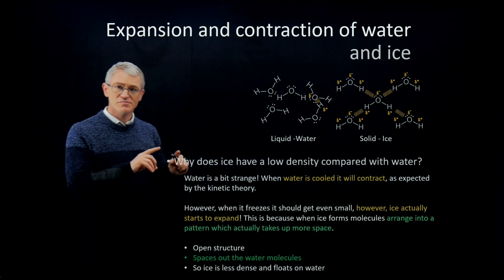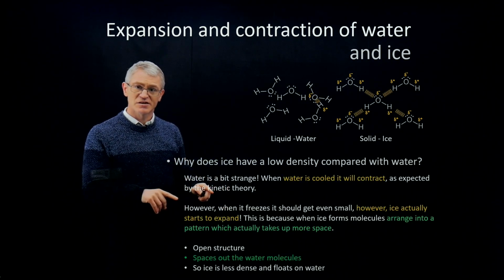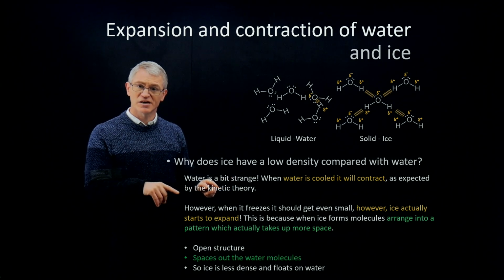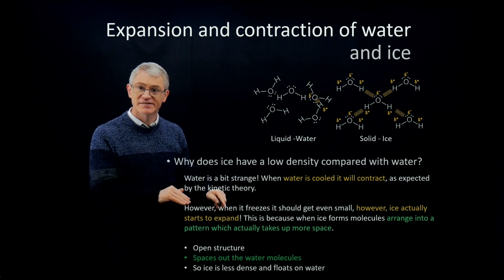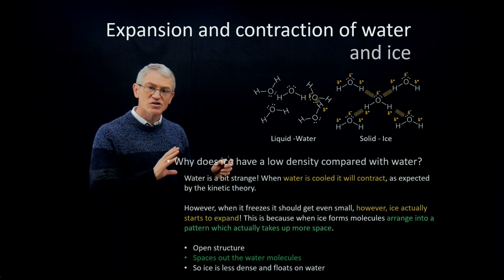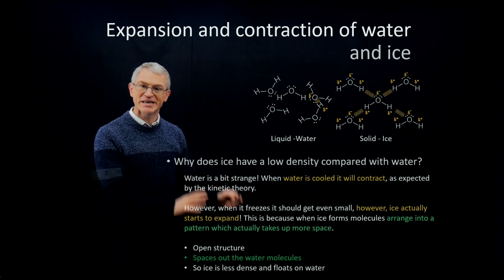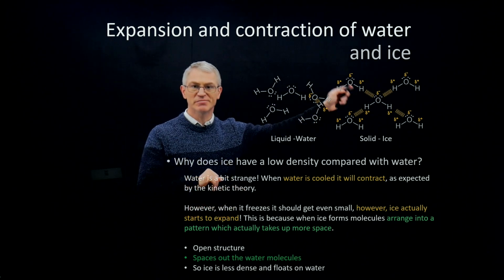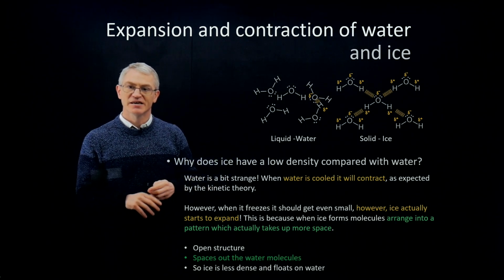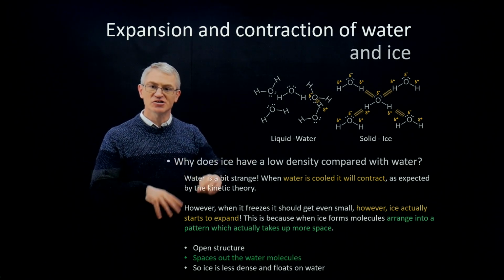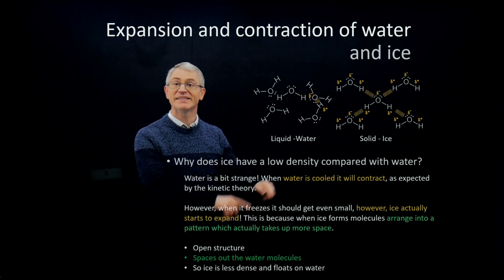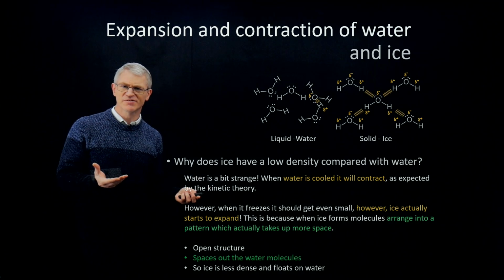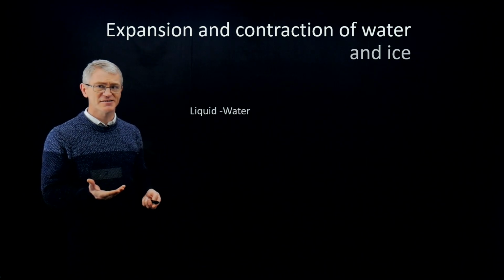Now, it is a bit strange. Okay, when it's cooled, it should contract as expected. However, when it freezes, it should get smaller, but it doesn't. It gets bigger. And that's because the space in between the particles is larger. And they arrange in this open lattice structure, and it spaces them all out, and the ice is therefore less dense, and therefore it floats in water. So what would that look like if it floated on water?